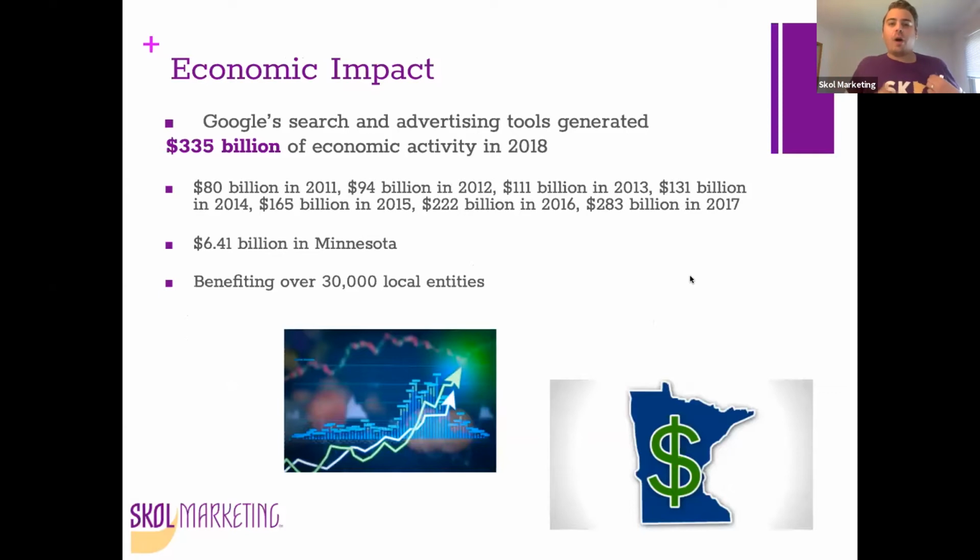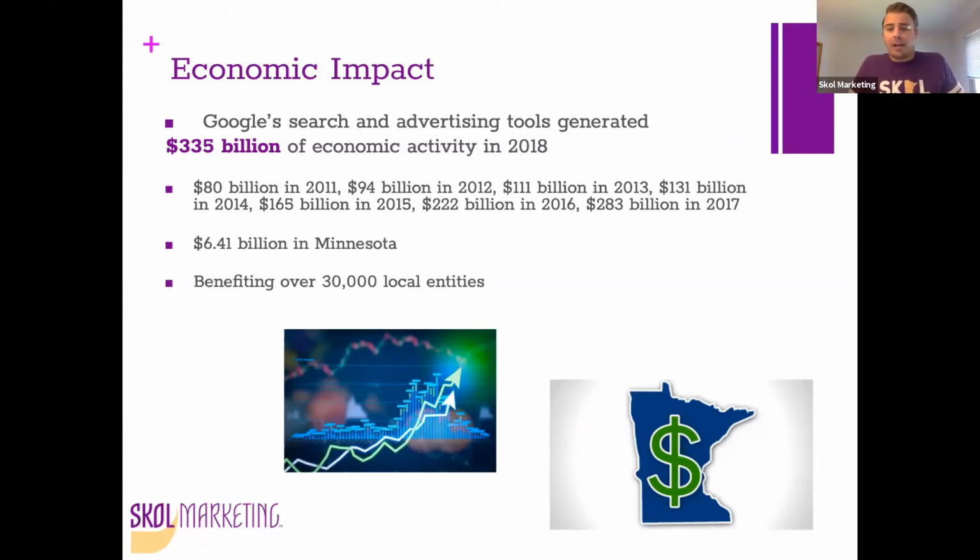The reason we want to look at search engine optimization, why we're all so interested and why it's so important to all of us, really gets down to the economic impact. Studies have shown, and we'll get the 2019 stats later this year, that back in 2011, when Google was starting to do a lot of these stats, it was estimated that Google search and advertising tools alone generated $80 billion of economic activity. Now we're seeing that number at $335 billion for 2018. So, huge growth, huge potential there.